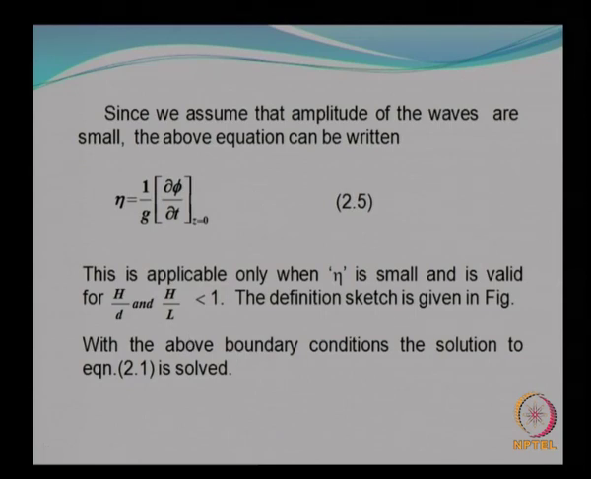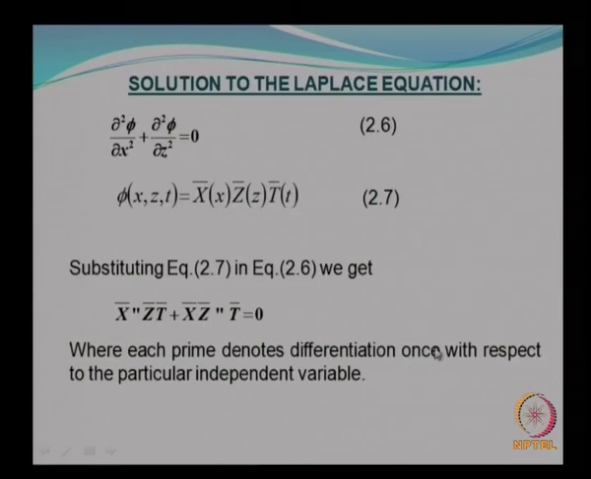The definition sketch we have already seen earlier. With the above boundary conditions, we will now try to obtain the solutions to the equation. We have one more condition which is called the kinematic bottom boundary condition. What does that say? That says that at the seabed the vertical velocity will be 0, which we will look into while we are deriving the Laplace equation.